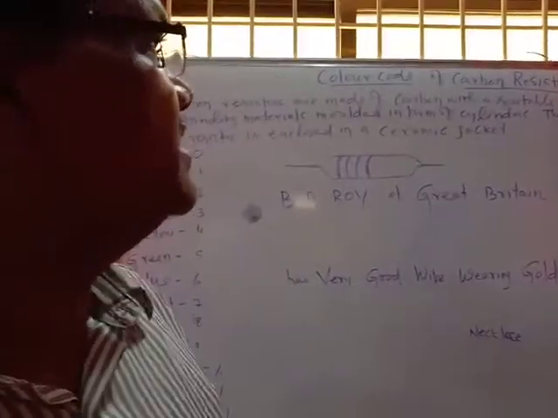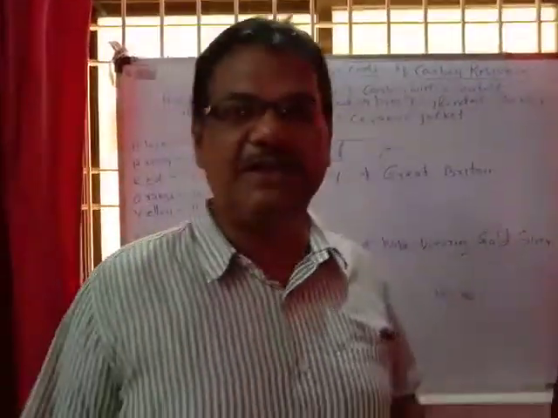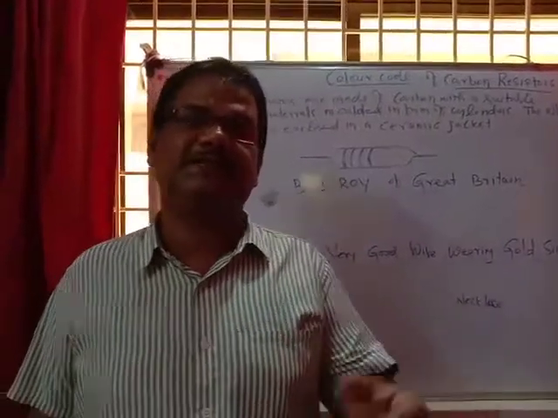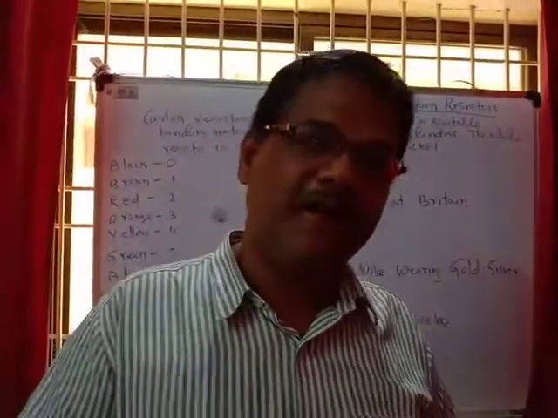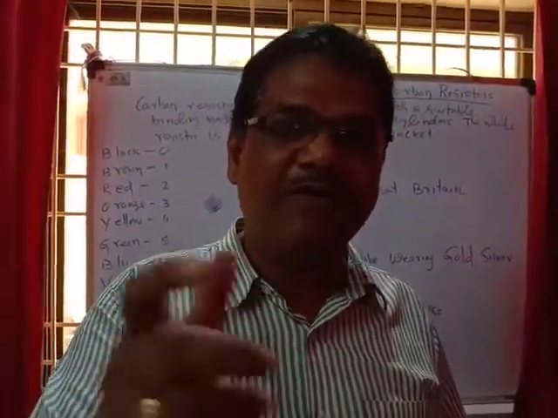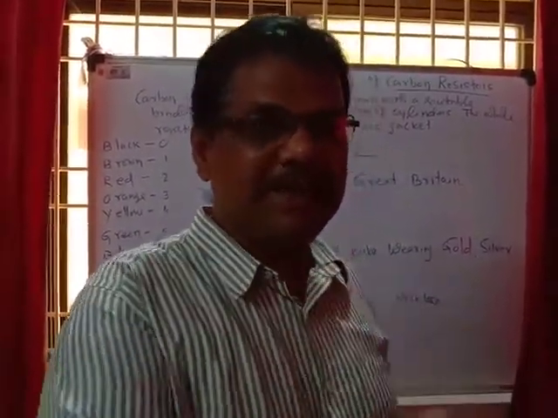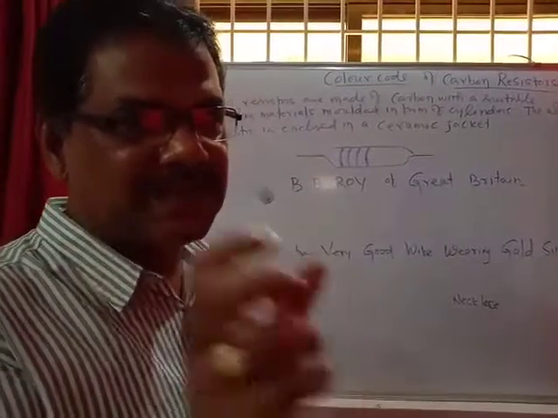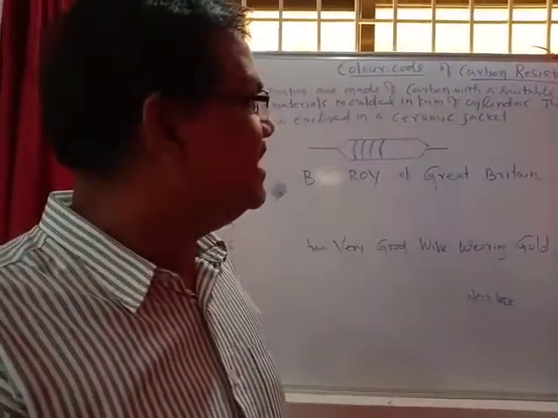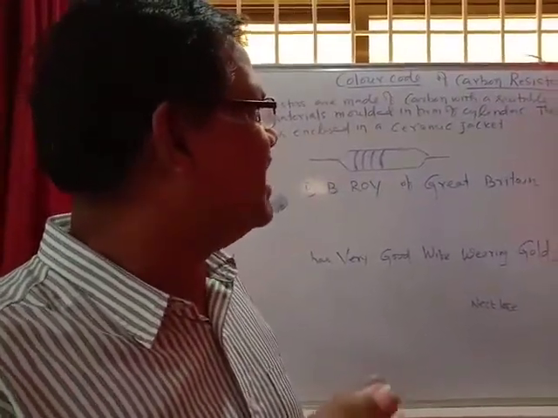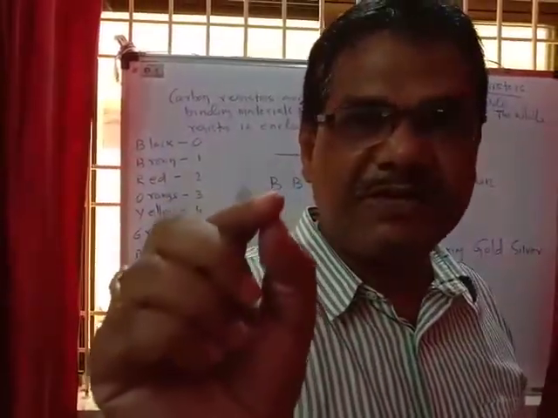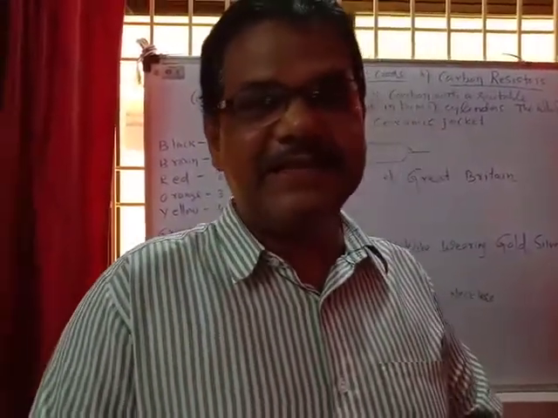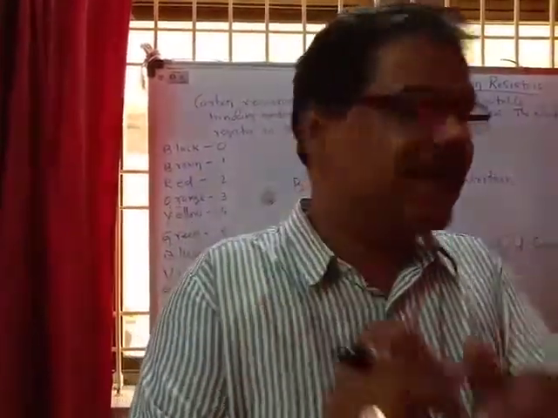Today we have to discuss the color code of carbon resistors. You know the resistors having resistances are obtained in coil form and in carbon resistor form. In coil form, the size of the resistor is very big, but in carbon form, you will find resistors which are very small in size, structured in a cylindrical shape.